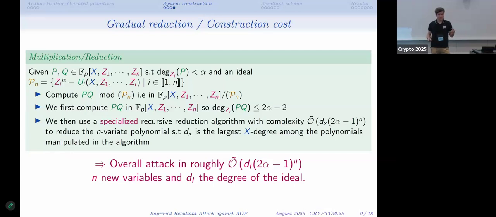So now onto the actual resultant parts. So we have constructed this system that we want to solve. And we can show that we can do this in almost O(d_i) with this surplus term of 2α−1. But now we have to actually solve this system. And let's get into it.